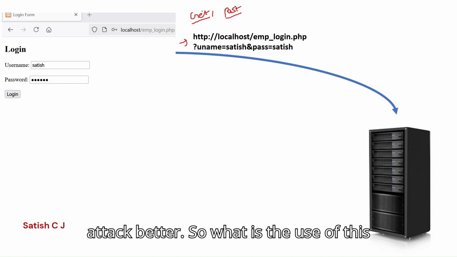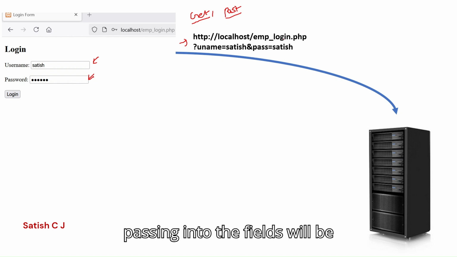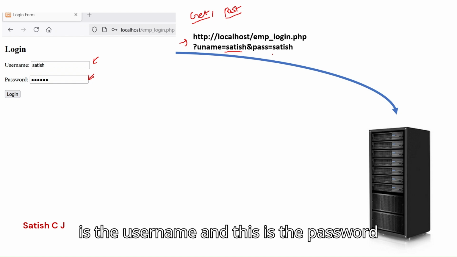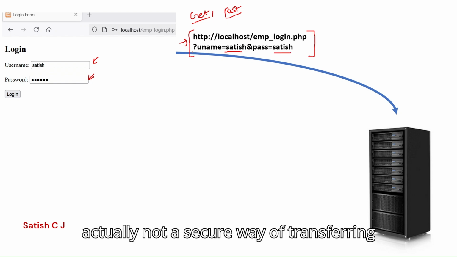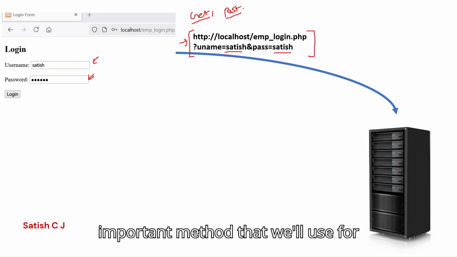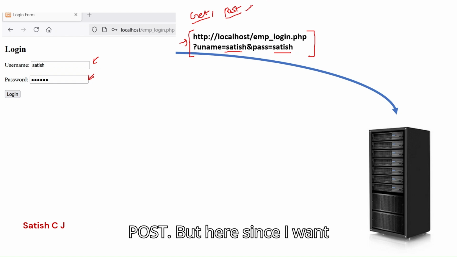The use of this GET method is that whatever values you are passing into the fields will be attached to the URL. You see here, this is the username and this is the password, and this will be visible. So this is actually not a secure way of transferring data to the server. The important method that we'll use for transferring such data is POST.